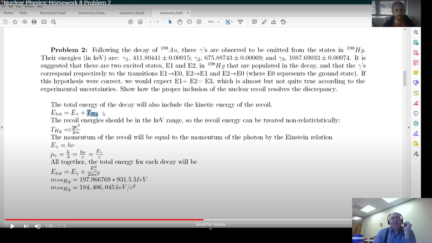So I thought that was really, really interesting to say, well, okay, these are small-ish compared to the mass energy of the Mercury, so we can just go ahead and use this. I wonder if he'll circle back around to it.